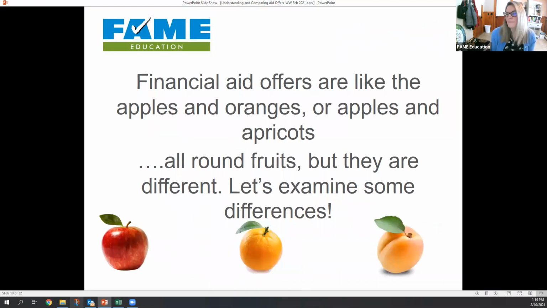schools. My favorite analogy for this is that financial aid offers are like apples and apricots and oranges, right? They're all round fruits, but they look a little bit different. They're all together in the fruit bowl. They have similar components, but they look a little bit different.